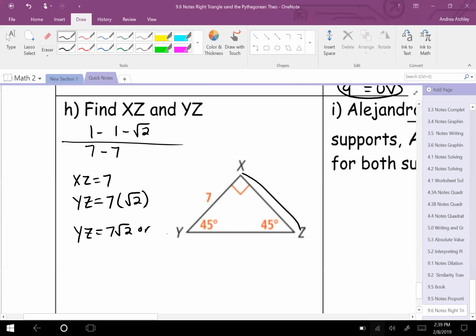Or if you want to plug into the calculator, you can leave it just like it is. 9.9. Any questions over that? Okay, next one.